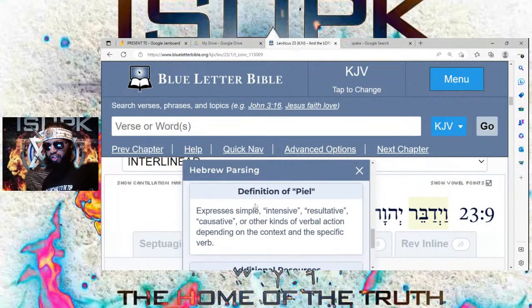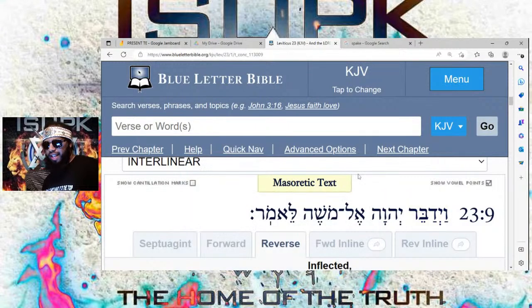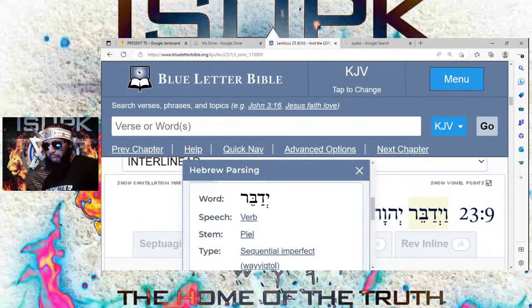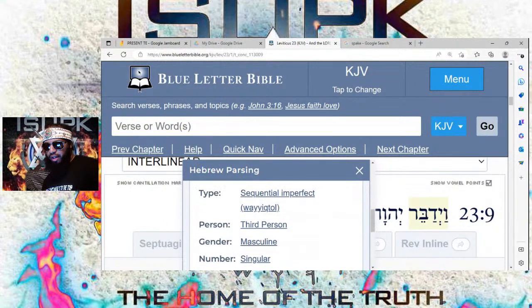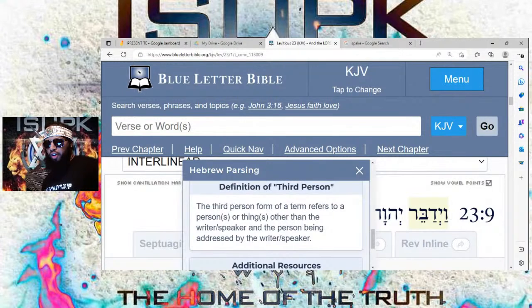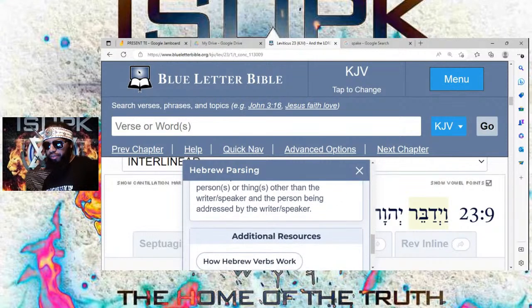It even lets you know resultative, causative, or other kinds of verbal action depending on the context and the specific verb. Context is everything. Remember I was telling you context is everything. So you really want to figure out, of course, this is being spoken in third person. The third person form of a term refers to a person or thing other than the writer or speaker and the person being addressed by the writer or speaker.